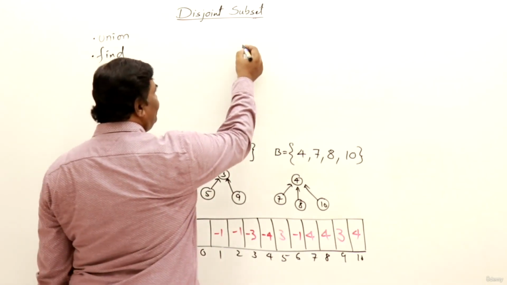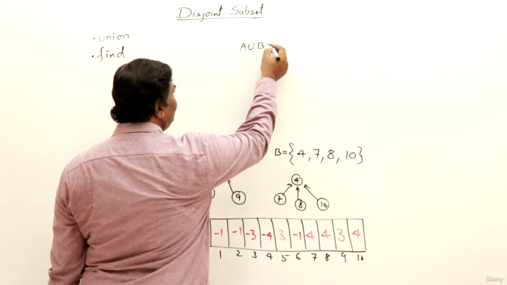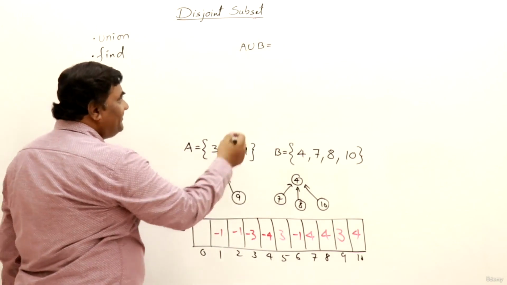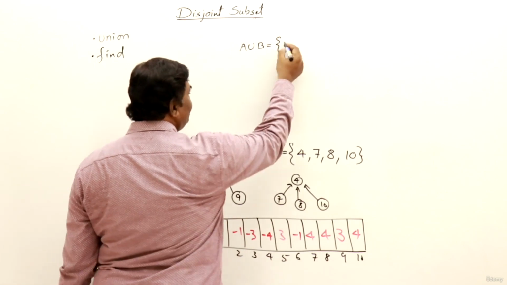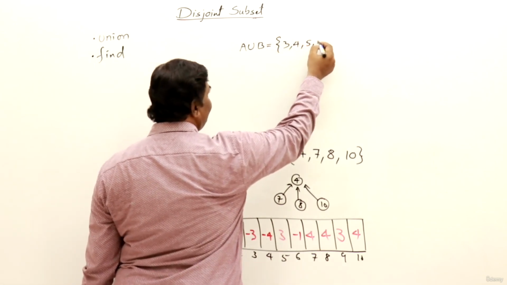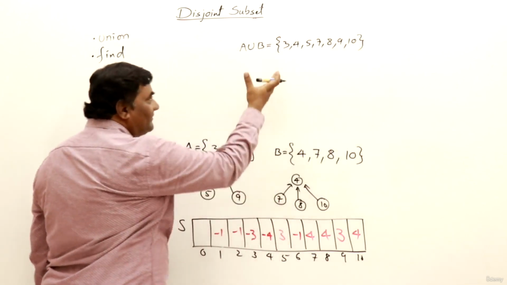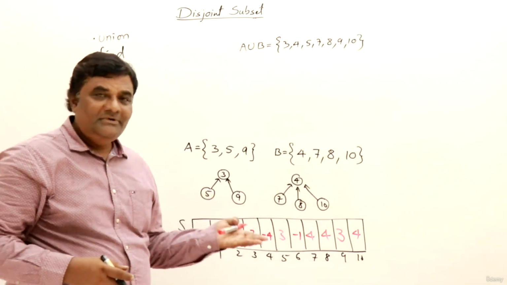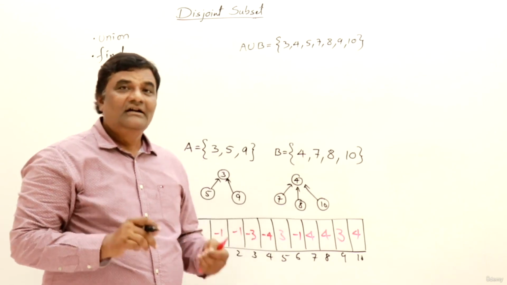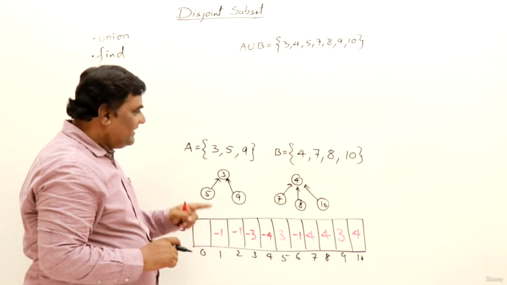Let us say I want to perform A union B. This is a mathematical operation. Now if we perform union, the set of elements will be 3, 4, 5, 7, 8, 9 and 10. These two are combined together and there is nothing common, so nothing is discarded. Now how do you show this diagrammatically?